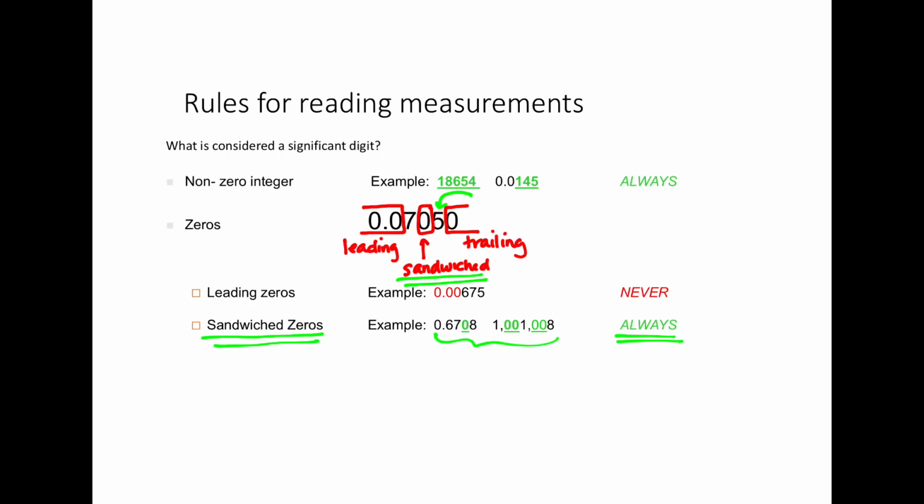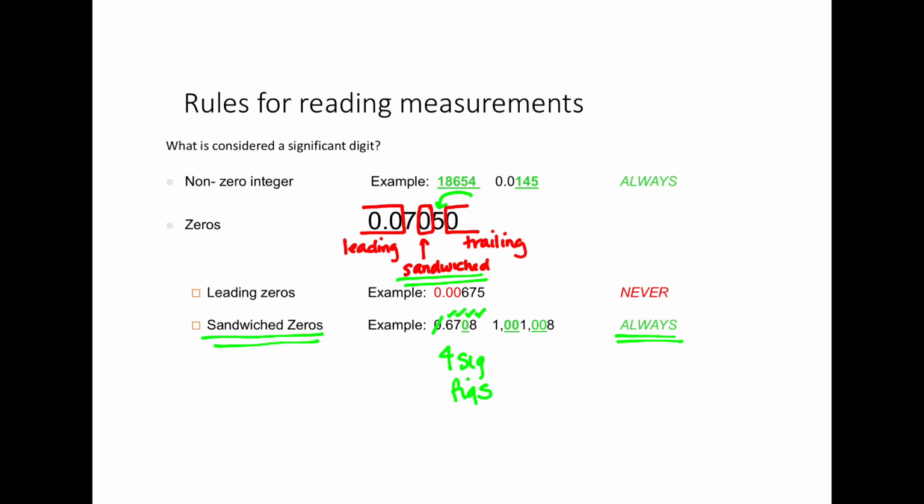When we look at the examples that we have here, in our first example, this one is a leading zero, so it's not going to be significant. The 6 is a significant figure, the 7 is a significant figure, the 0 between the 7 and the 8 is significant because it's a sandwich 0, and the 8 is a significant figure. So this one will have 4 sig figs.